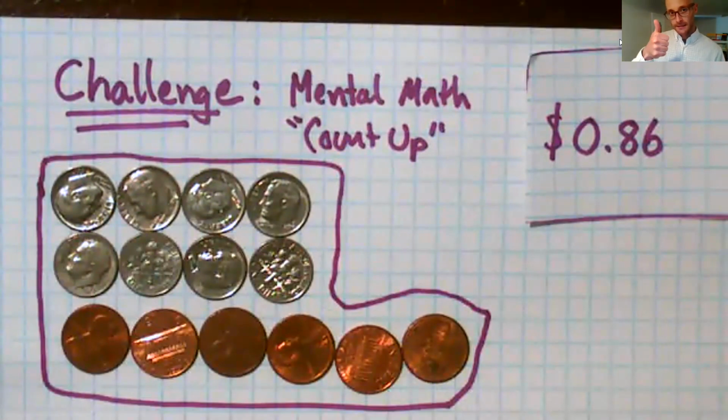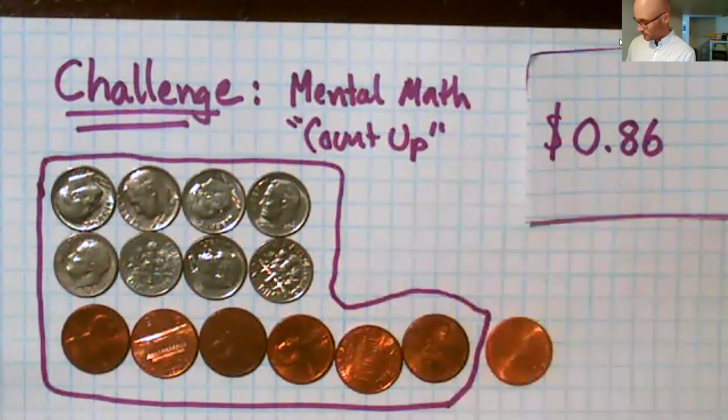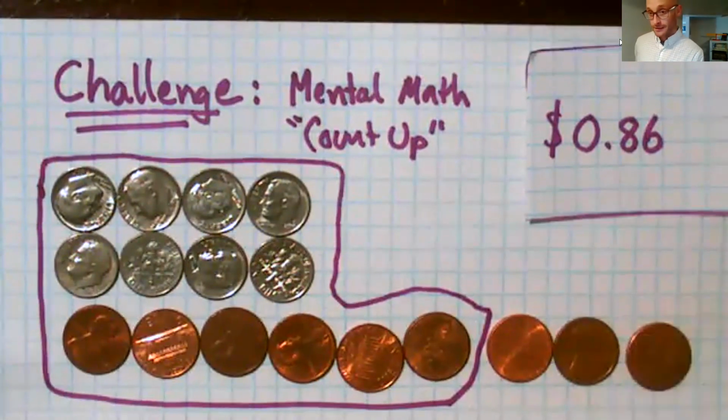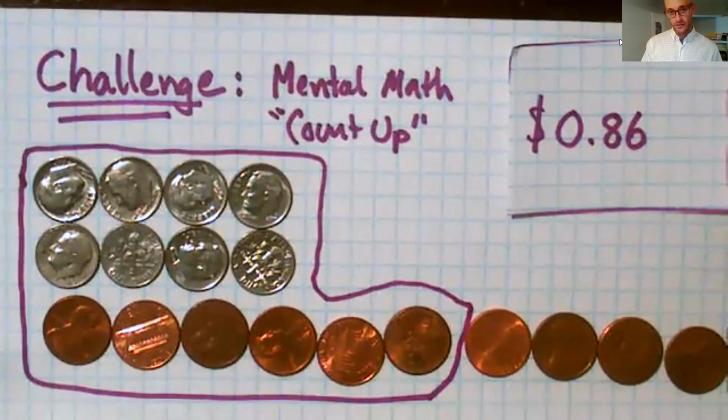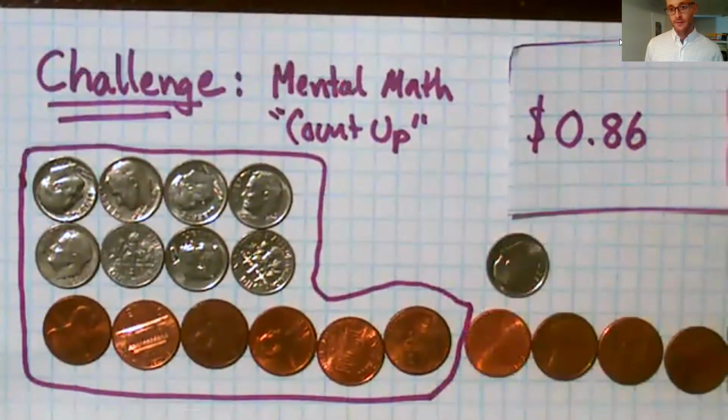86, 87, 88, 89, 90. It would take 4 extra cents to get up to 90 cents. And have I counted up to that dollar yet? I haven't. But if it takes 4 pennies to get to 90 cents and 1 more dime, that would bring me to 100 cents or $1.